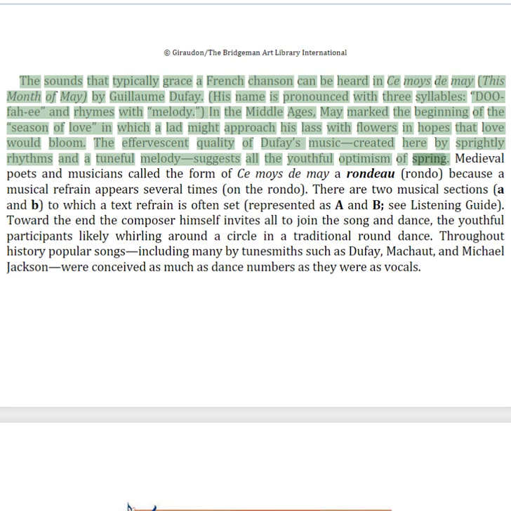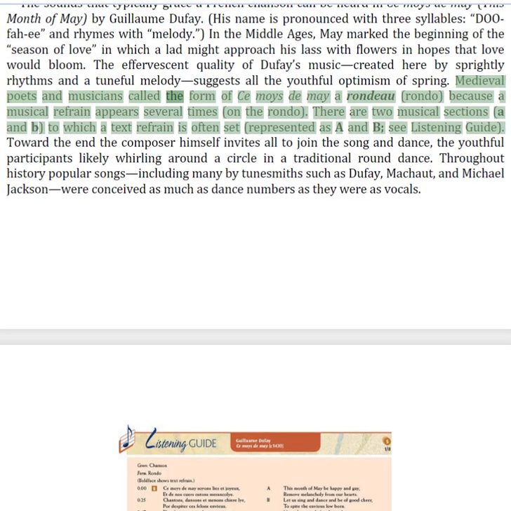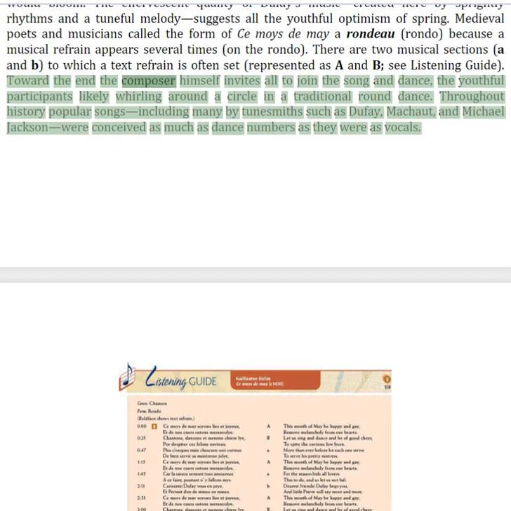of spring. Medieval poets and musicians called the form of Ce mois de mai a rondo because a musical refrain appears several times. There are 2 musical sections to which a text refrain is often set. Toward the end, the composer himself invites all to join the song and dance, the youthful participants likely whirling around in a circle in a traditional round dance. Throughout history, popular songs, including many by tunesmiths such as Dufay, Machaut, and Michael Jackson, were conceived as much as dance numbers as they were as vocals.